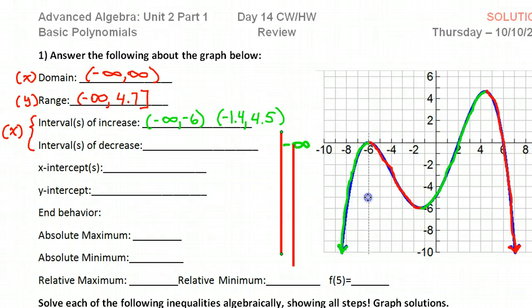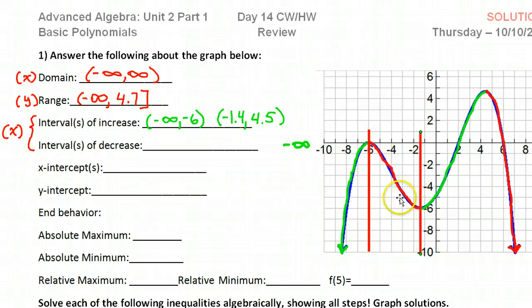So sorry if my voice sounds a little tired, but I got up early for this. So it starts off here, and again I'm going to use these vertical lines to remind you that we're doing x values. So this red decreasing part starts here and it ends here. It goes from here to here. So concentrate on the x values. So that's negative 6 to negative 1.4.